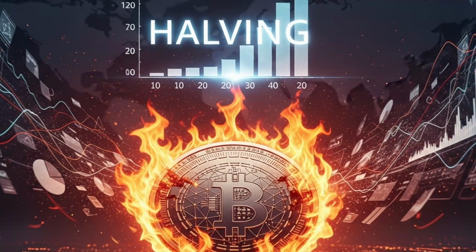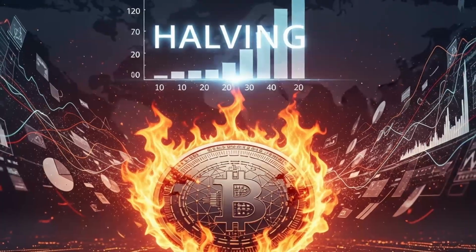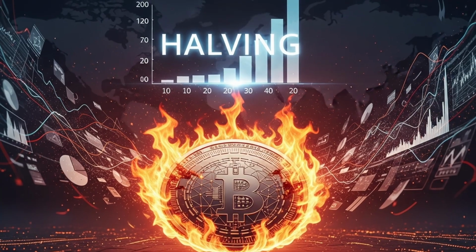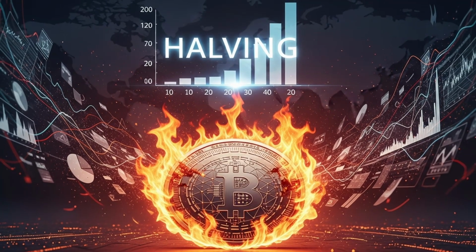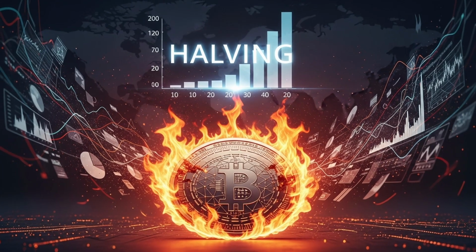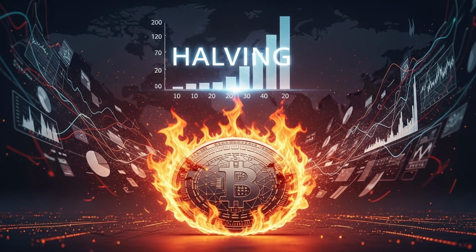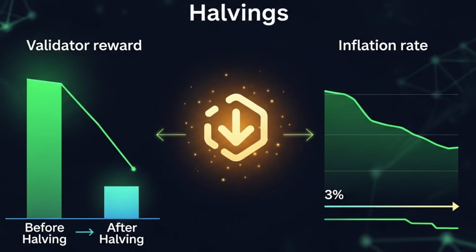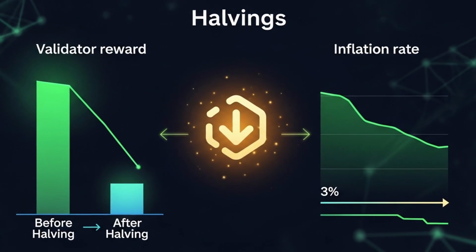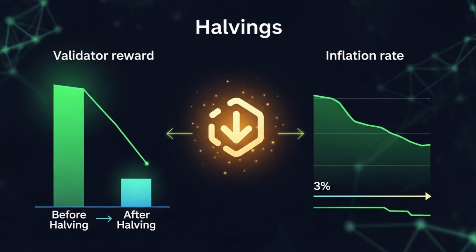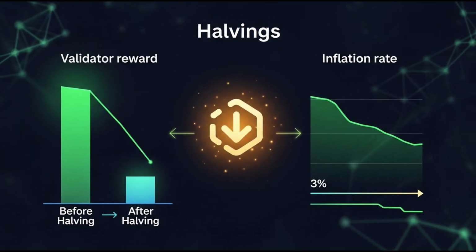Solving the inflation problem through burn-in and halvings. To fight inflation, networks implement burn-in fees, like EIP-1559 in Ethereum, where the base fee is burned, creating a deflationary effect and reducing supply by 1 to 2% per year. Halvings, like in Cosmos, reduce validator rewards, stabilizing inflation below 3%, which makes the token more attractive for holders and reduces pressure on sales.